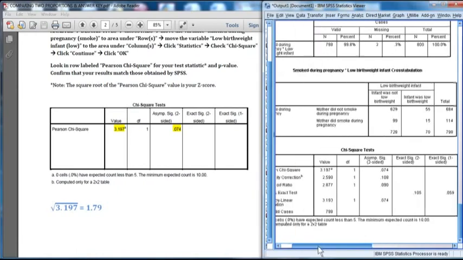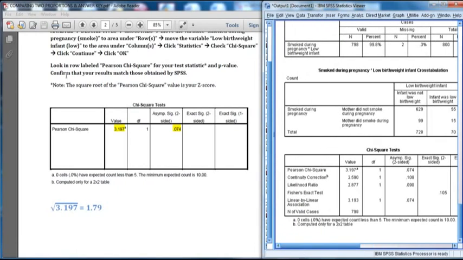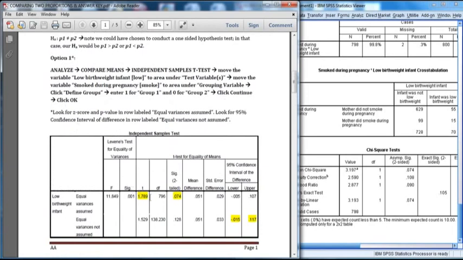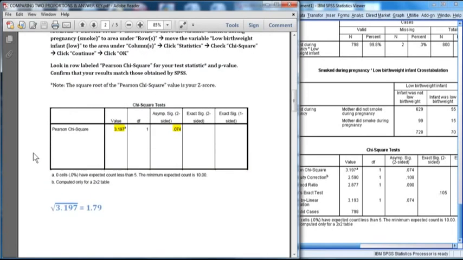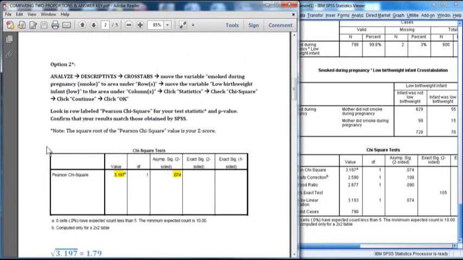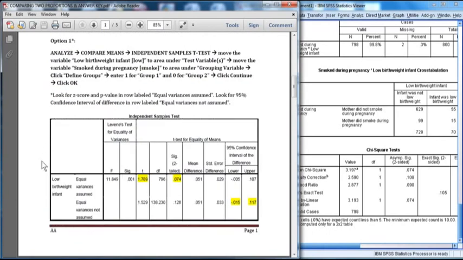When we have a chi-square distribution with degrees of freedom equal to 1, it's the square of the z distribution. So in order to get back to the z distribution, we take the square root. So we're taking the square root of 3.197 to get 1.79, which was the same test statistic we obtained in the beginning. So we conducted a hypothesis test, and we obtained a 95% confidence interval for the difference between the two population proportions. We saw that they were both consistent.